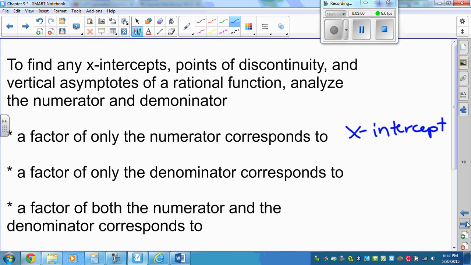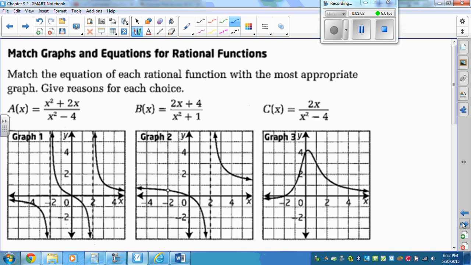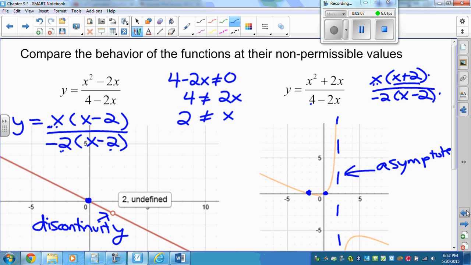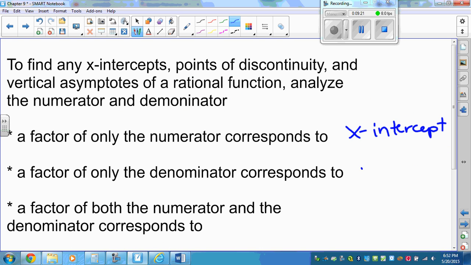Okay? If it's only in the denominator, it's found only in the denominator. So our example with only in the denominator was this guy right here. It's only in the denominator. At 2, we had an asymptote. And finally, if it's in both the numerator and the denominator, then we have a point of discontinuity.